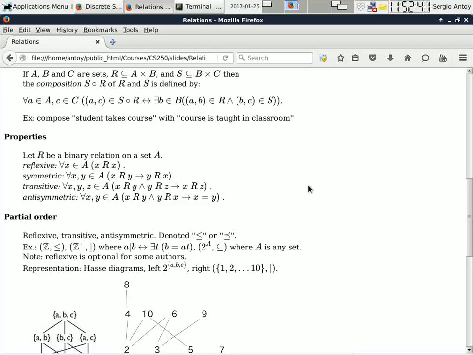X3 to 2 and Y3 5, but X3 to 5 and Y3 to 2. Fantastic. So, 2 is related to 5, but 5 is not related to 2. This is just one example, is enough to disqualify it for being symmetric.